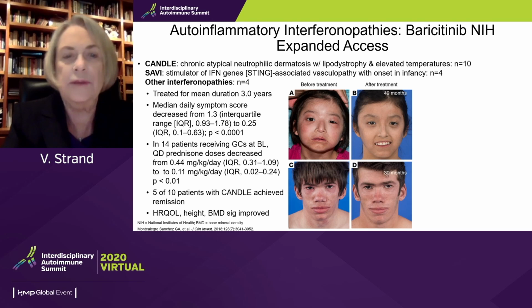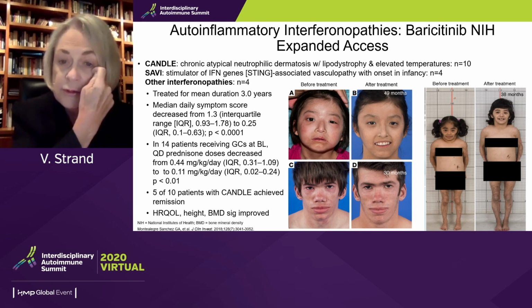And here are pictures of several of the kids who have these. And as you can see, the before and after picture on the right, they have now gained height. They've gained bone mineral density. They've been able to taper their steroids. And they've actually gained health-related quality of life. And here's another dramatic picture showing similar types of improvements.